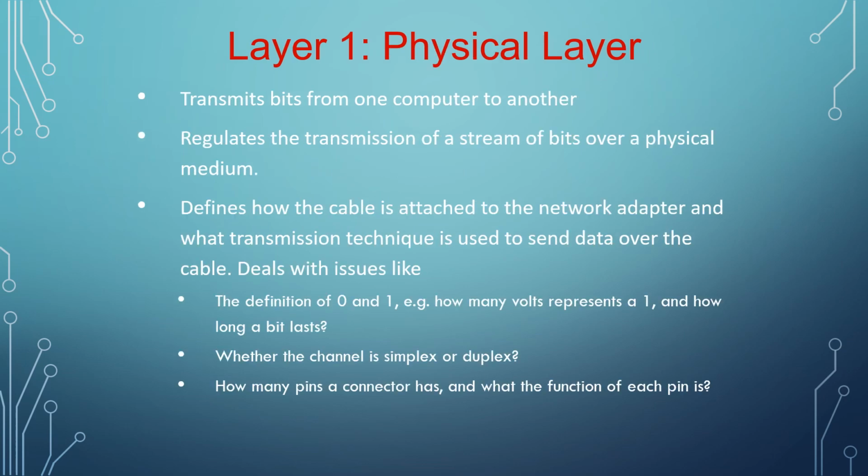The next layer after the data link layer is the physical layer. It transmits bits from one computer to another. The definition of 0 and 1, for example how many volts represent 1 and how long a bit lasts. It defines how the cable is attached to the network adapter and what transmission technique is used to send data over the cable. Whether the channel is simplex or duplex, everything will be discussed here. The physical layer converts the binary sequence into signals and transmits them over local media.